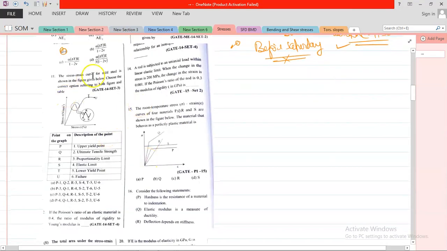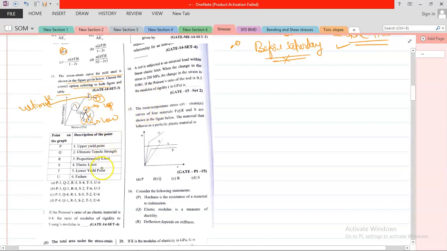So I am going with the next question. The 11th question is, the stress strain curve for mild steel is given as shown in figure. Choose the correct option. So I discussed this in your class. What is given is P, Q, R, S, T and U. First of all, you can see this is the upper yield point because it is at the top portion. This is the lower yield point. This is your ultimate strength. This is your fracture point.